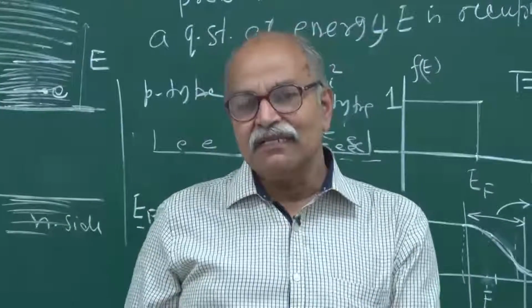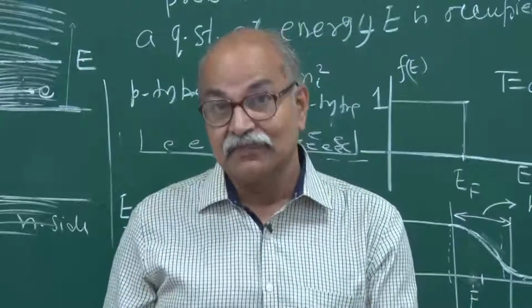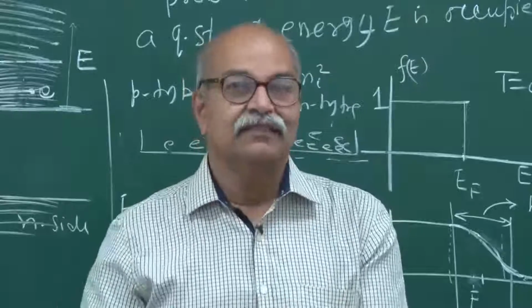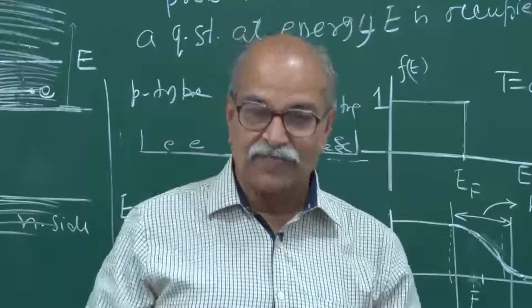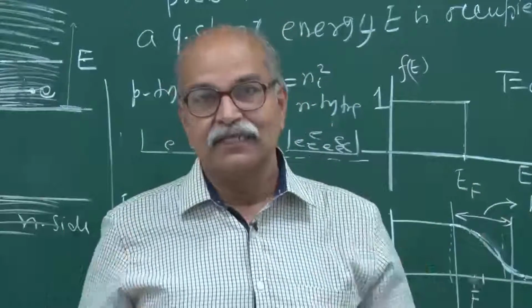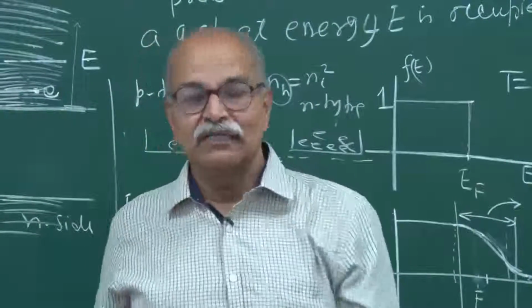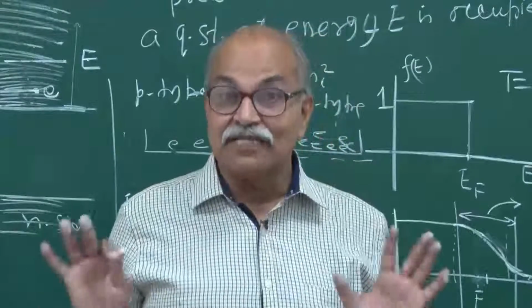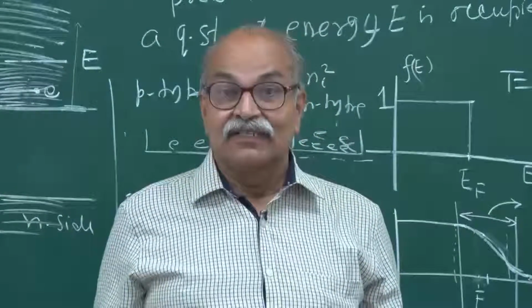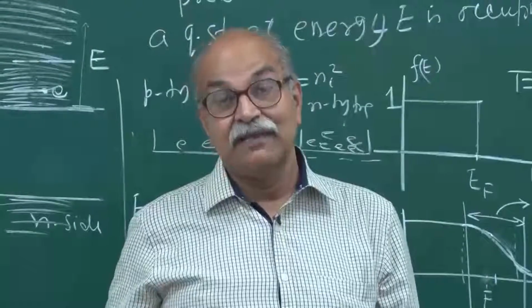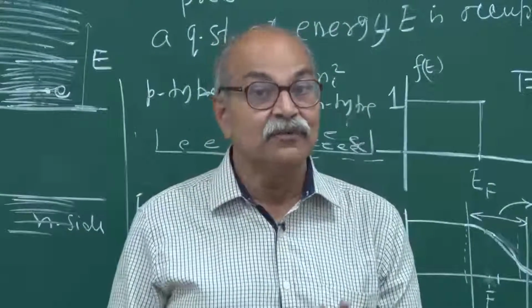Equilibrium means nothing is changing as a function of time. Things are happening, the dynamic things are happening: electron-hole pairs are being generated, recombination is happening. Electrons are going to this side, holes go to that side, but as a function of time things have the same values. That is thermal equilibrium.